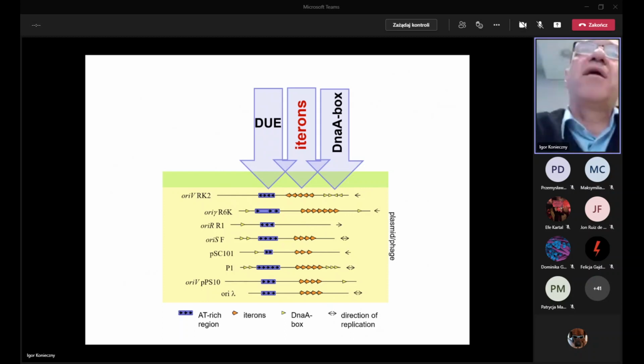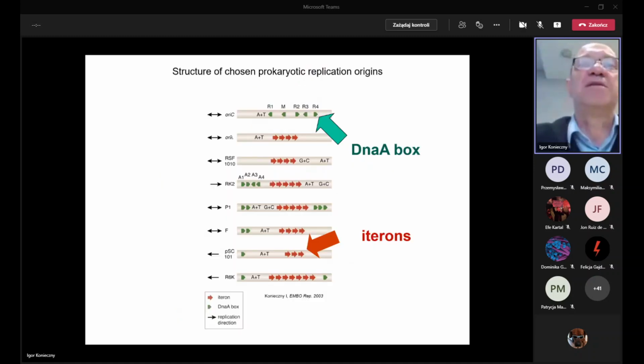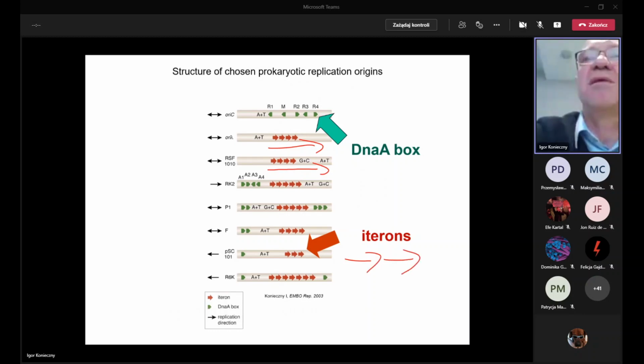So what are iterons? Iterons are binding sites for the plasmid-encoded replication initiators, and you see based on this picture that there are multiple binding sites, not one, not two, but very many. There is only one example with 3 binding sites, but you may have 5, sometimes 6, or 4 binding sites, and usually, in contrast to DnaA boxes, those sites are directed repeats, so they point in one direction. So it's going to be a sequence directed after sequence, the same repetitions.